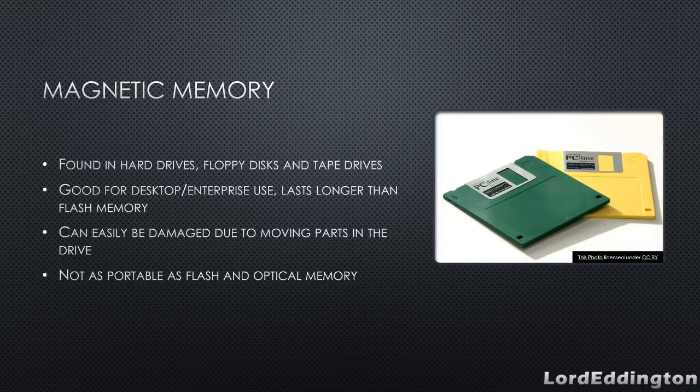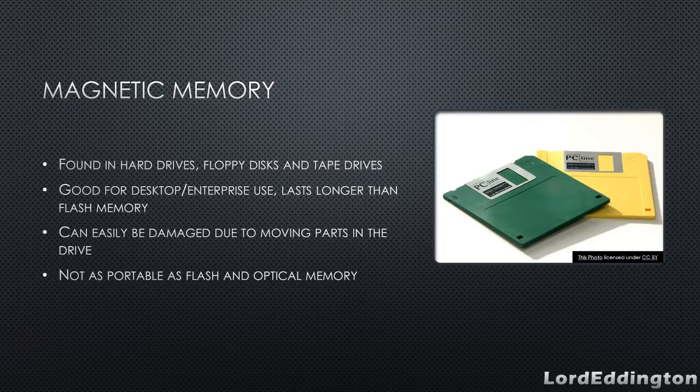magnetic memory. This is found in hard drives, floppy disks, and tape drives. Magnetic memory is good for desktop and enterprise usage because it lasts longer than flash memory. It has a much longer life expectancy. For example, if you have a network storage server or private cloud in your business or even your home, you could have a bunch of hard drives in it running 24/7, and they'll be fine, rather than an SSD, which potentially could overheat, as I said a minute ago.